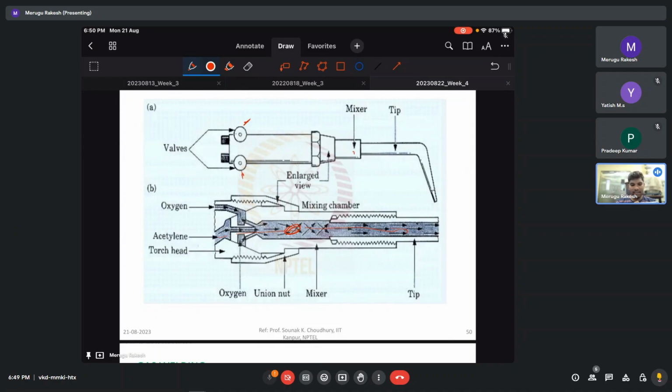If you increase this oxygen level, the full force is going to burn away the metal, so this can be used in cutting as well. Currently I don't have any parts to show, but that is how it happens.